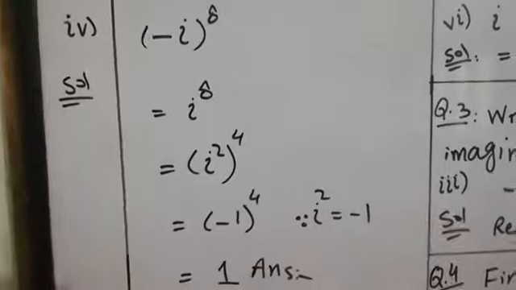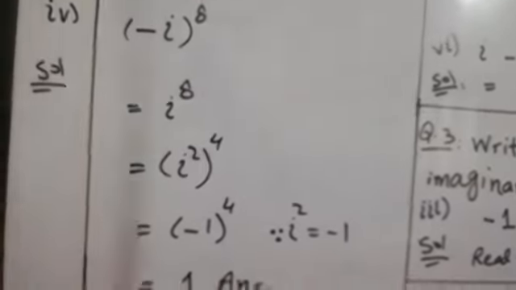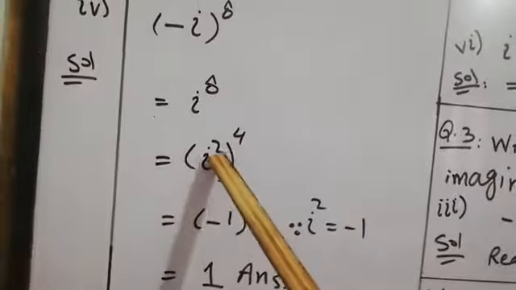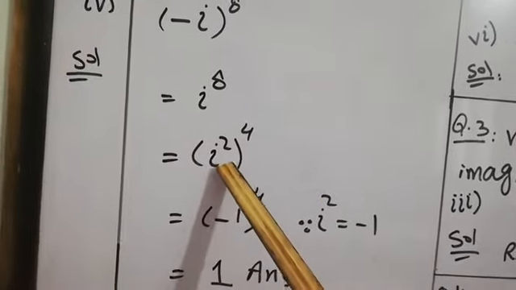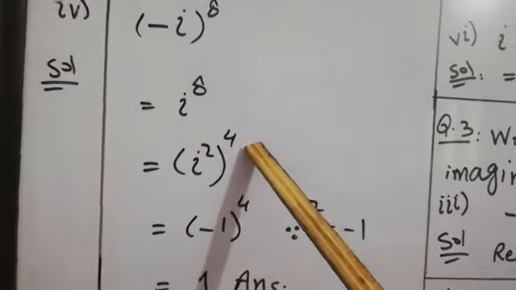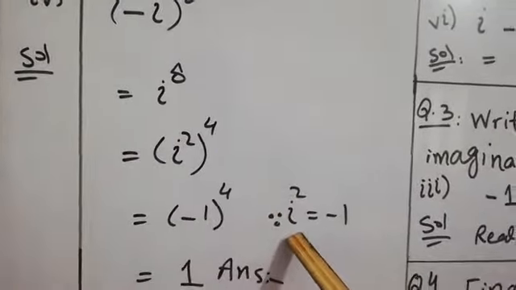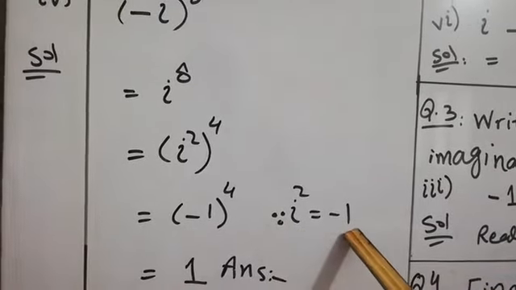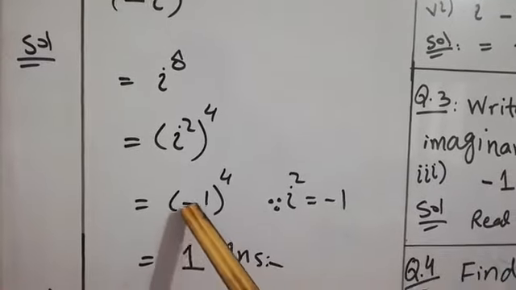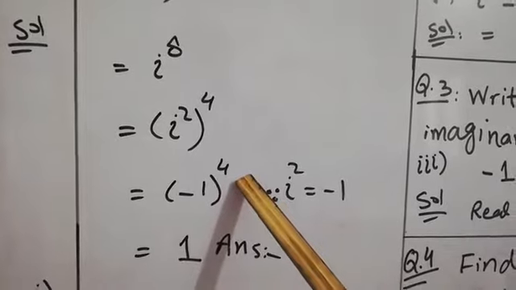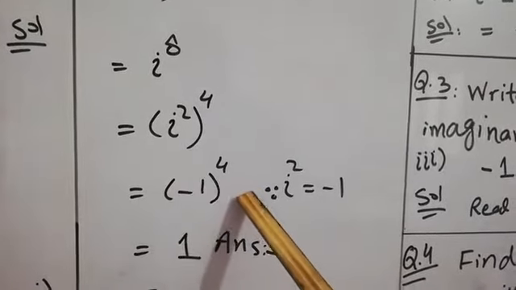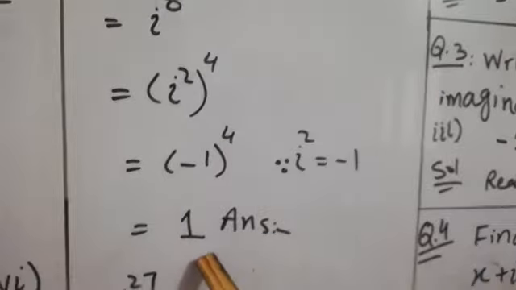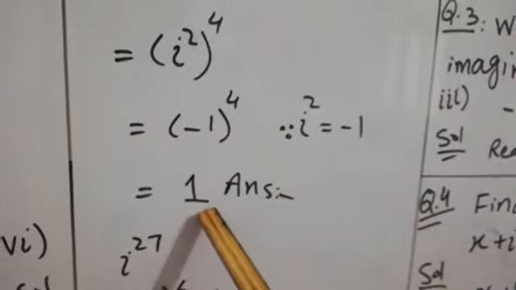Now we will convert iota 8 into the form of multiples of 2. You know that 2 fours are 8. So we will write iota square raised to power 4. And you have the value of iota square, which is equal to minus 1. So we will put the value of iota square, minus 1 raised to power 4. Since again the power is even, the answer will be in the positive form. Then the answer of this question is 1.